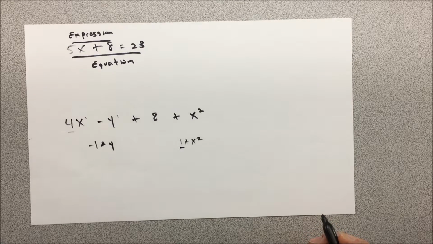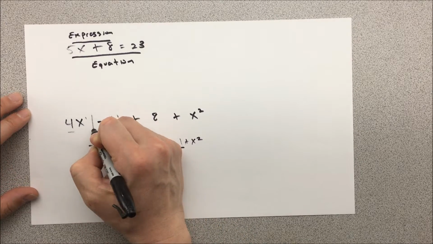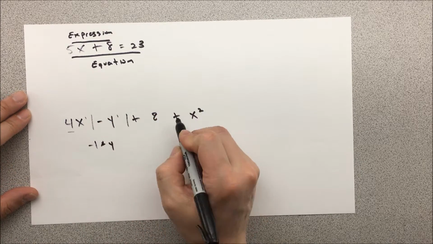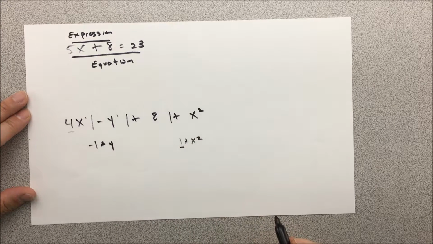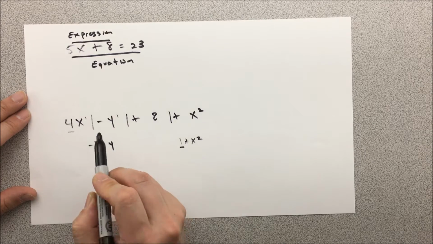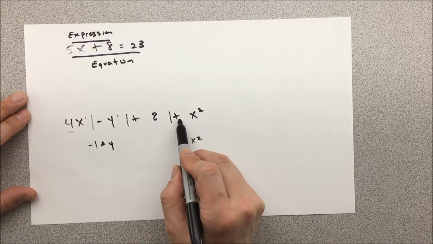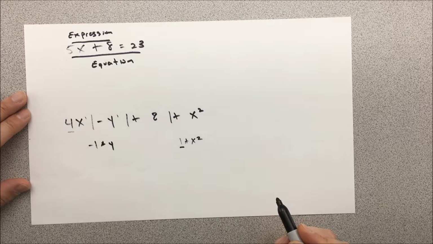As I mentioned earlier, terms are separated by a plus or minus. When students have difficulty understanding this concept, some teachers tell students to put a line in front of the sign. So in this example, you can put a line here, and a line here, and now the sign stays with the term. So therefore, this negative stays with the y, this positive stays with the 8, this positive stays with x squared.